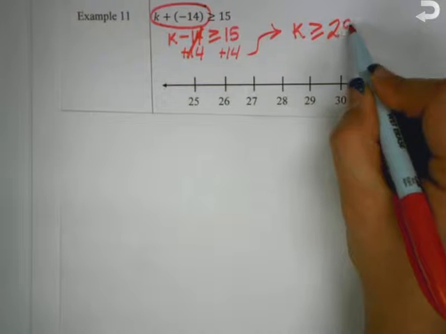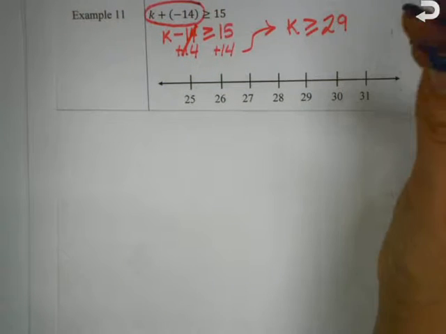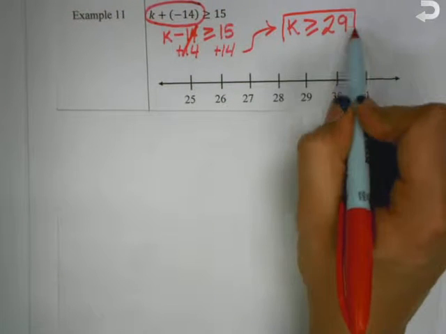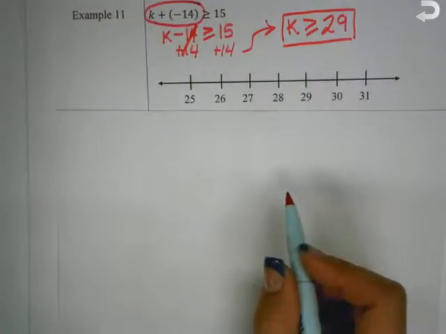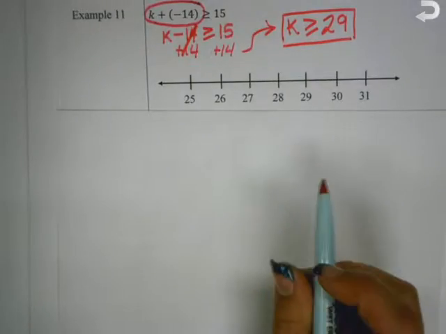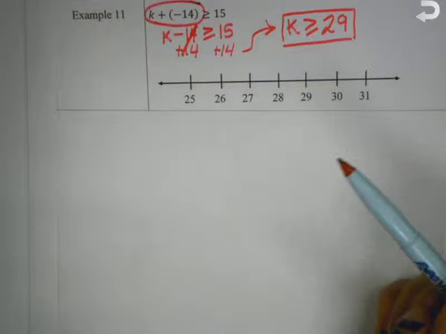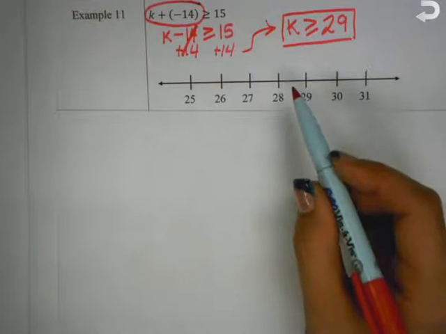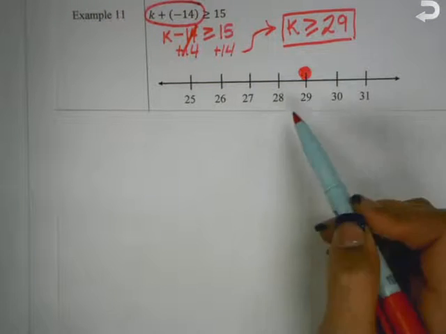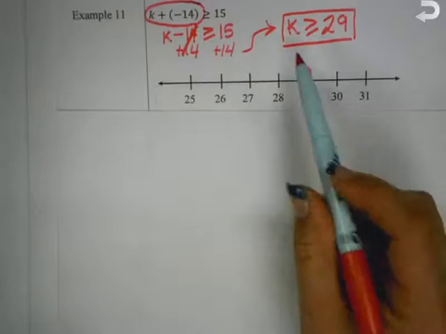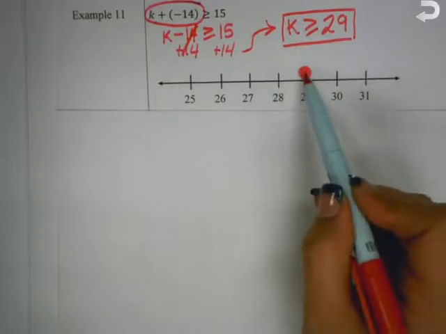Okay, so I want to graph this. I have greater than or equal to, so is my dot going to be open or closed? Closed, because we can equal the 29. And greater than or equal to, so am I going to the right or to the left? The right, because I'm getting bigger, so my arrow is pointing to the right. Very good.